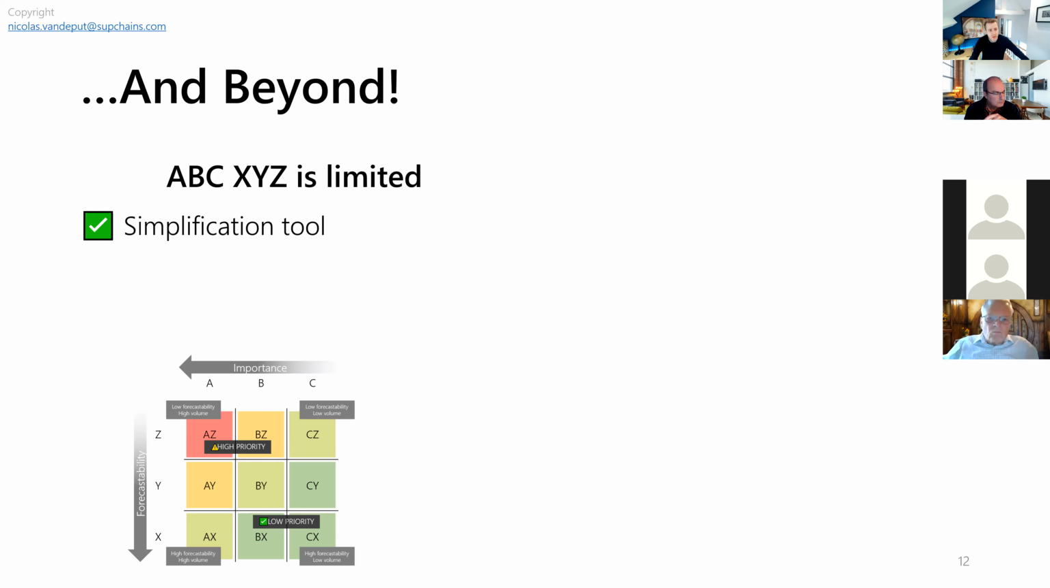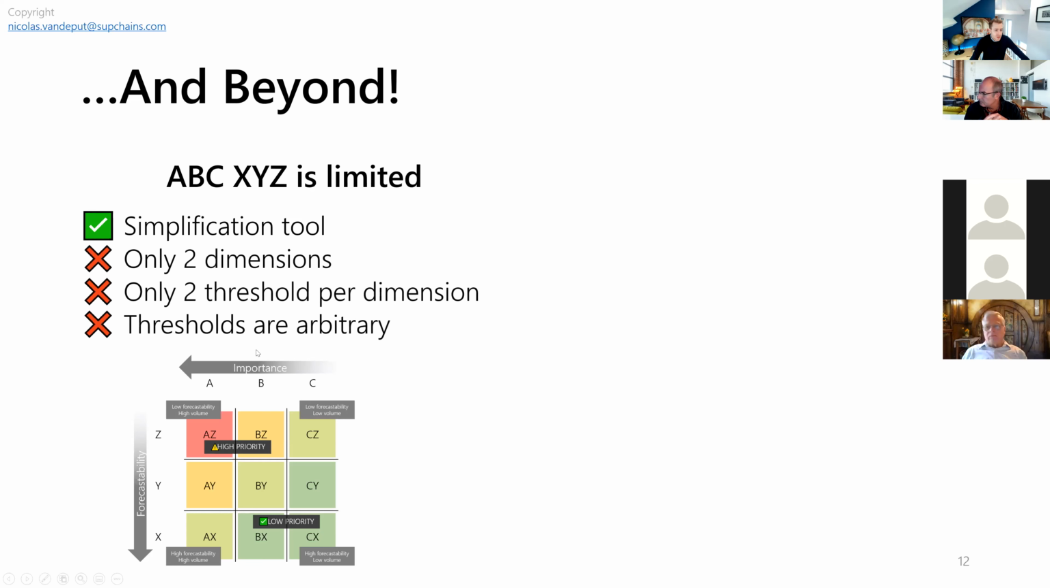But still, it's limited. Why? Basically, you only have 2 dimensions: importance and forecastability. You can change it the way you want, but it's only 2 dimensions. On top of that, you only have 2 thresholds per dimension, right? You just have A, B, C and X, Y, Z. It's not A, B, C, D, E, F, G, right? And these thresholds are somehow arbitrary.